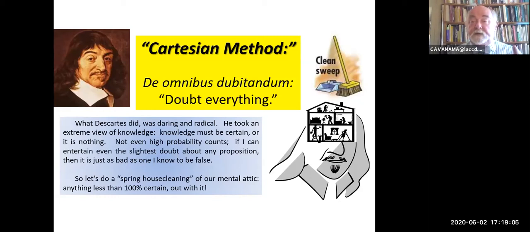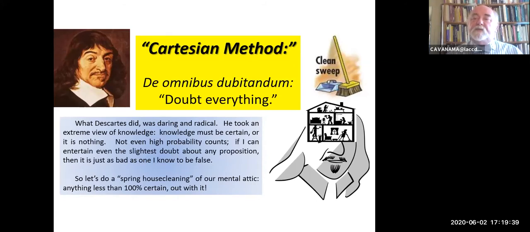Until or unless, and this day may never come, until or unless I can find something which I cannot doubt, if that happens, then I know something I know for sure. And if I can find one thing I can know for sure, perhaps I can build on that and maybe find some others and maybe even get back to a knowledge of an objective world outside of myself, other minds, other persons, other things, etc. That's where he thinks he might go. And indeed, spoiler alert, we're going to read Descartes down the road. That's where he thinks he does, in fact, get in the end.